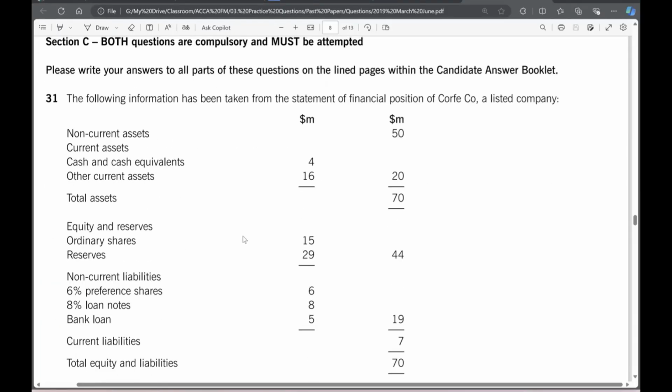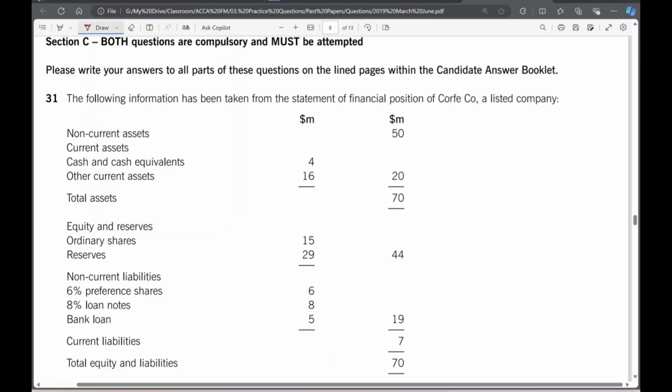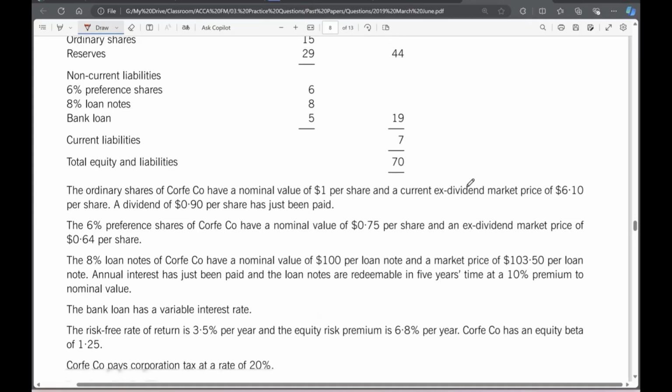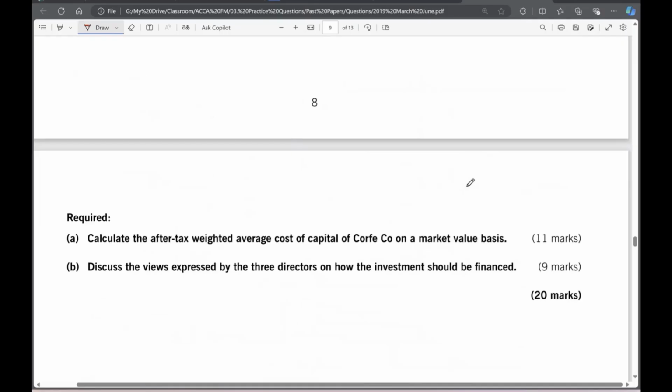Look, so here, let's read this question and you will try it, right? The following information has been taken from the statement of financial position of Corfe Co, a listed company. Okay, let's look at the requirement first. Calculate the after-tax weighted average cost of capital. By the way, whatever calculated WACC is after-tax weighted average cost of capital, right? Because tax, everything is adjusted in it, right? And then 9 marks is for discussion.